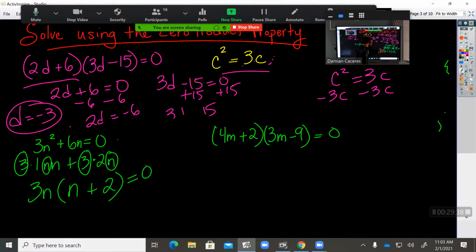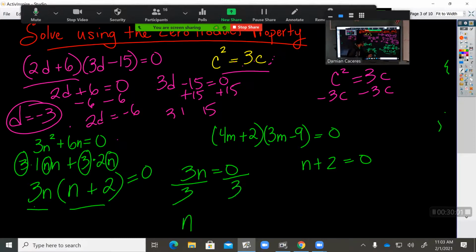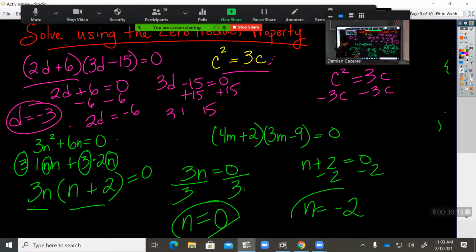Now the whole point is to make each factor equal to 0 separately. The first factor is 3n. So 3n equals 0 is the first equation I'm going to solve. The next one is n plus 2 equals 0. So let's solve the first one. 3n means 3 times n. Opposite of multiplication, division. So you divide both sides by 3. N equals 0. 0 divided by anything equals 0. Now over here, you just subtract 2 from both sides. You get n equals -2. And those are your two solutions.